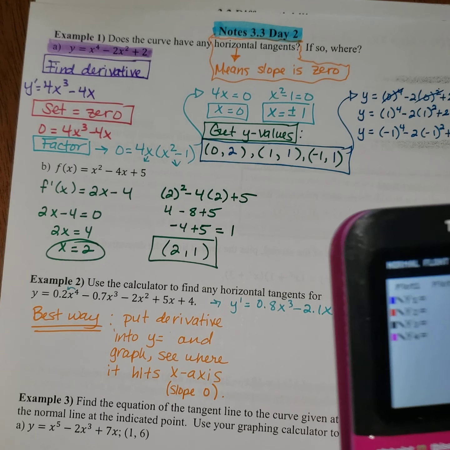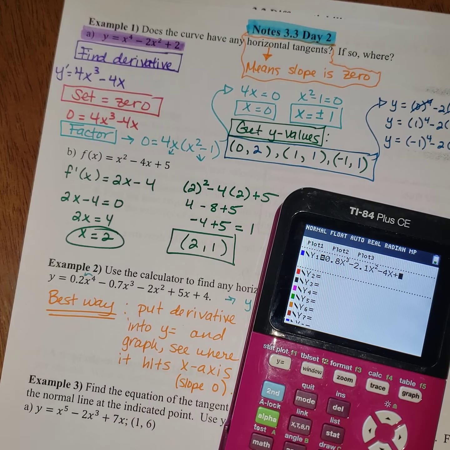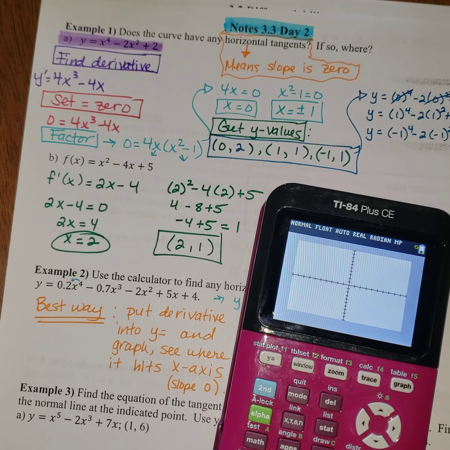Okay, so now I'm good to go, for real this time. So 0.8 x cubed minus 2.1 x squared minus 4x plus 5. Okay, and then I'm going to hit graph. That was fun. Okay, so I see that it is crossing the x-axis 3 times, right here, and right here.